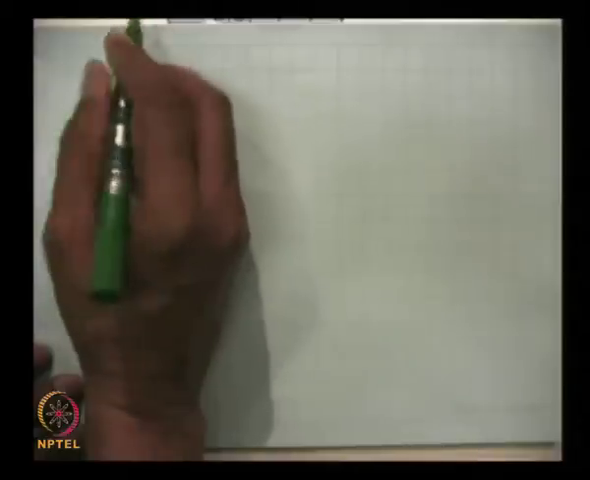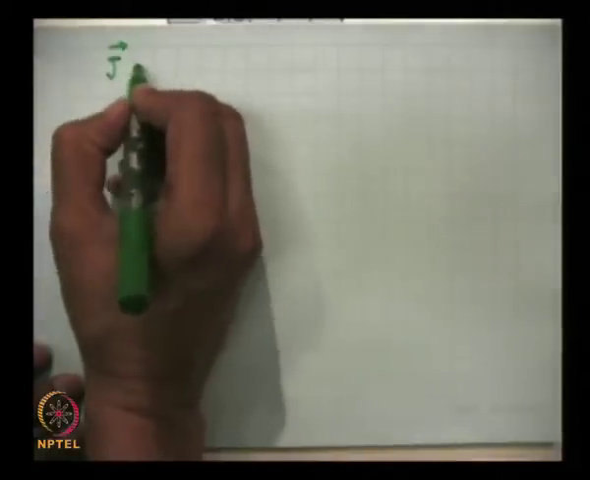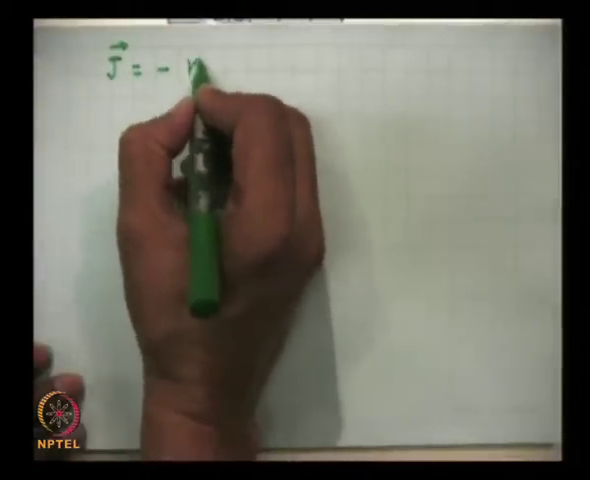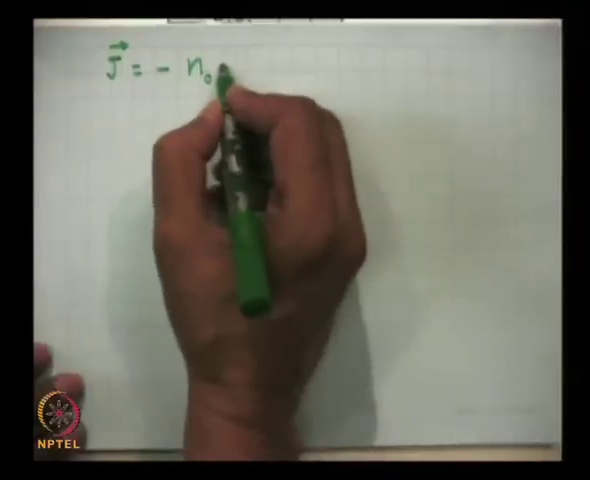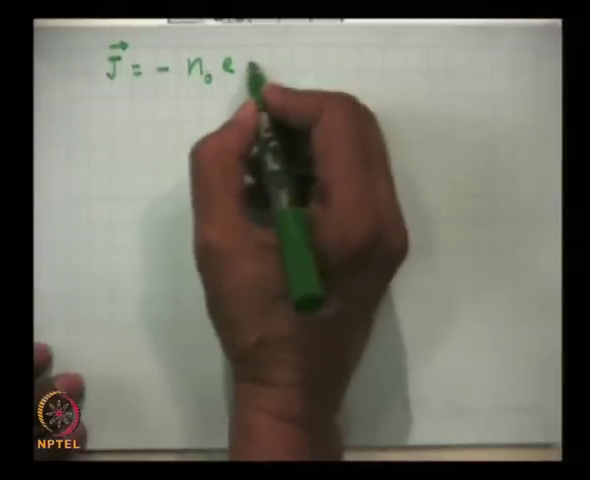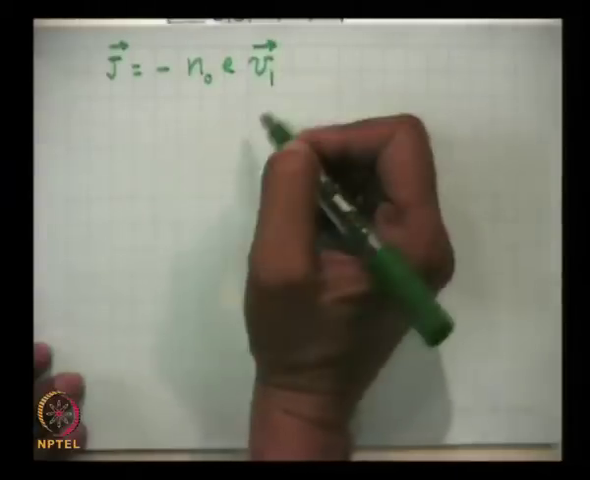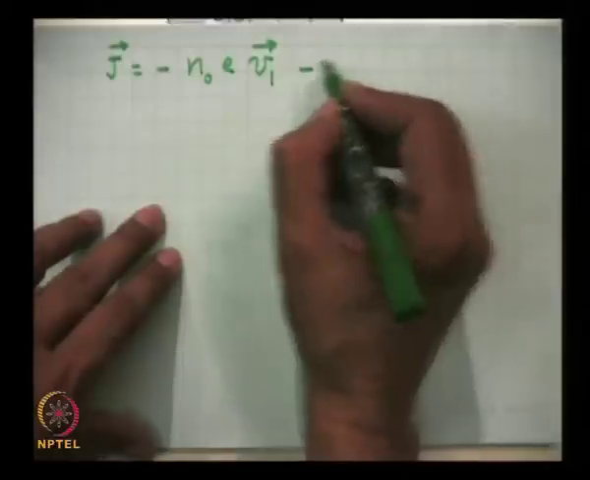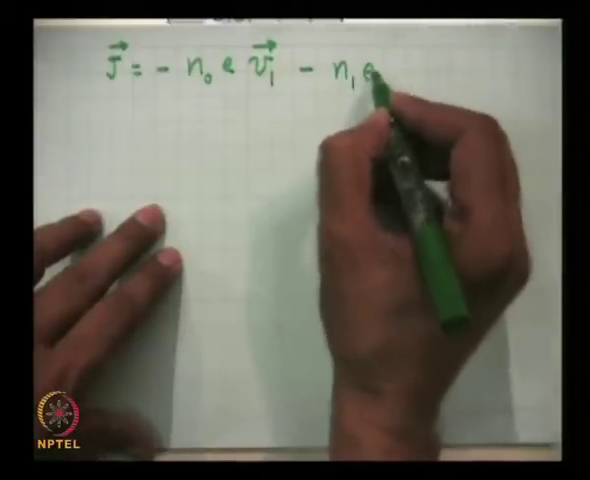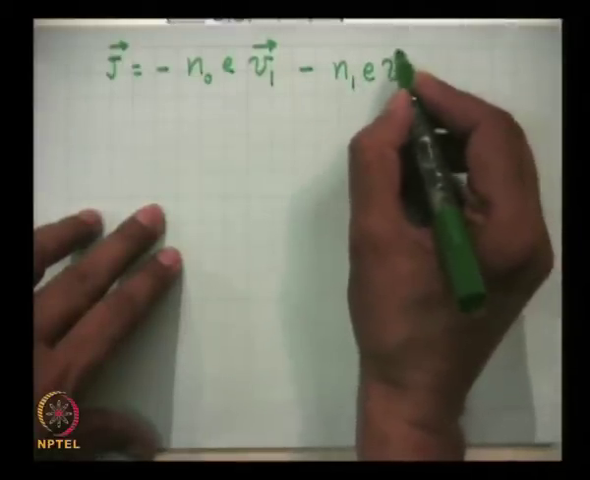Well, for generating electromagnetic waves you require a current. So current at frequency omega is equal to minus n0, the electron density in equilibrium, times the electron charge, which is minus e, into velocity v1. But there is another term, which is minus n1 e v0.